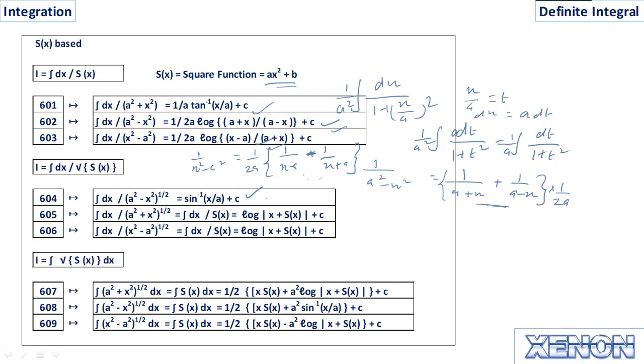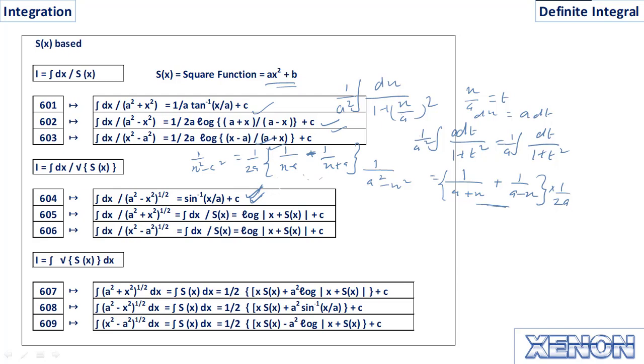Actually, we know the integration of dx upon square root of 1 minus x square equals sine inverse x. So we will take out a square from under the square root of a square minus x square. We will be getting 1 upon a into integration of dx upon square root of 1 minus (x upon a) whole square, right? And finally we will put x upon a equals t, so we will get this equation, right?